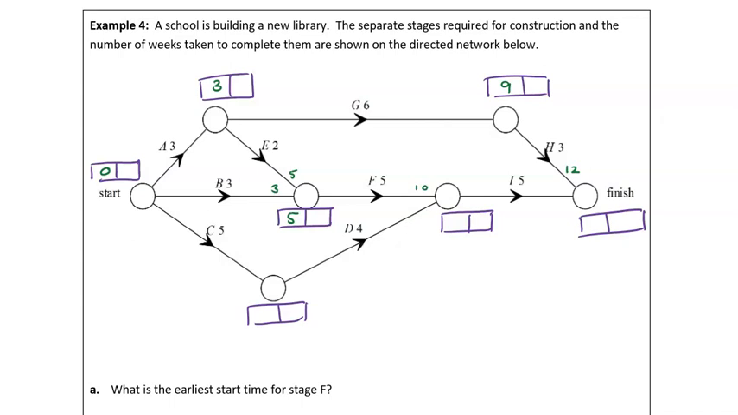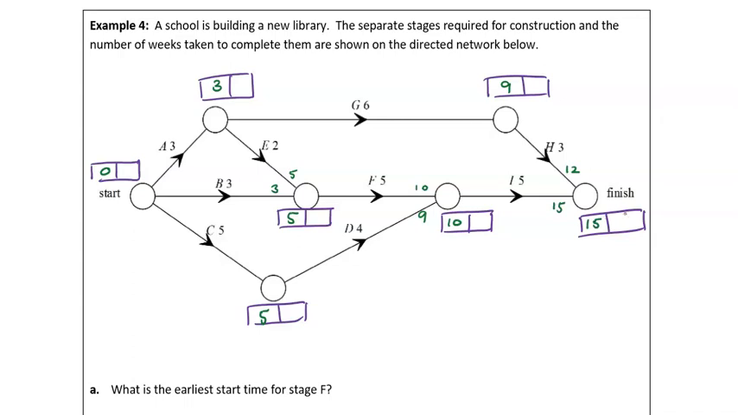And let's go back and do C and D. So C, 5 plus D, 4 is 9. Largest number is 10. I is 5, so 10 and 5, 15. So that means our finish time, 15.